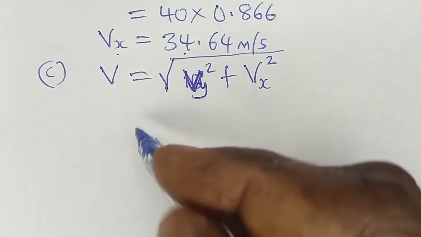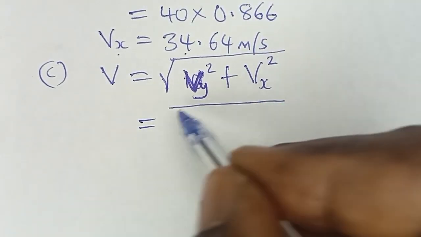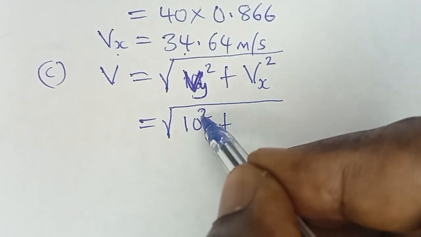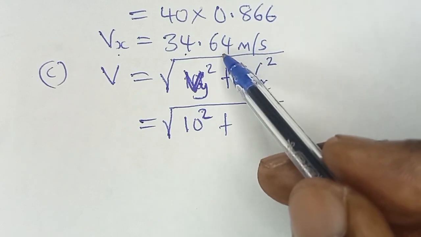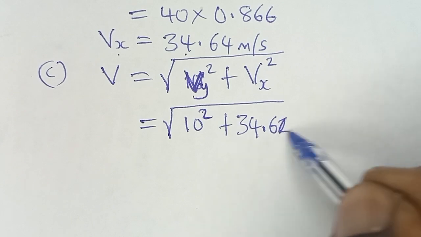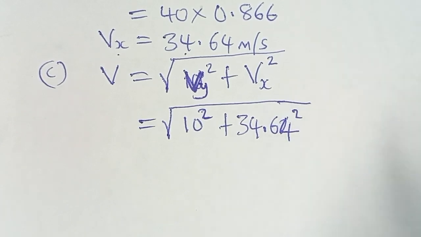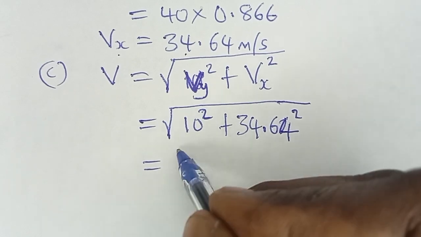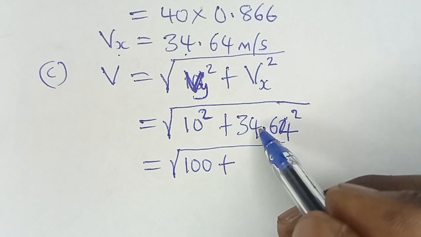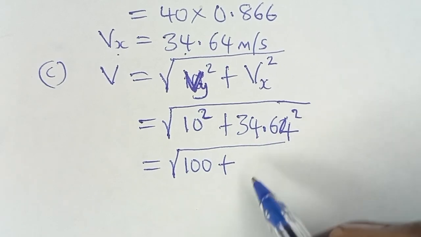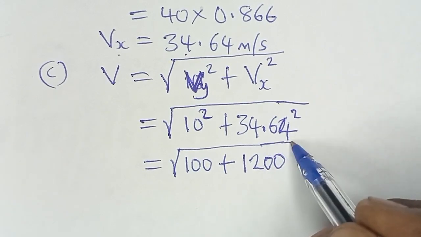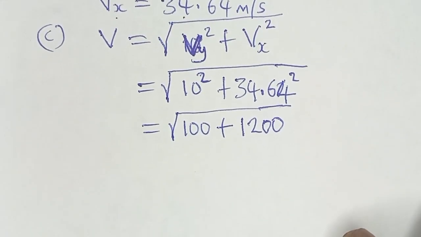So now I can go ahead and substitute the values. The vertical velocity is 10, so we square it, plus the horizontal velocity is 34.64, all squared. And that will give us the square root of 10 squared, which is 100, plus 34.64 squared, which will give us approximately 1,200. So we can approximate as 1,200 when we get the value from our calculator.